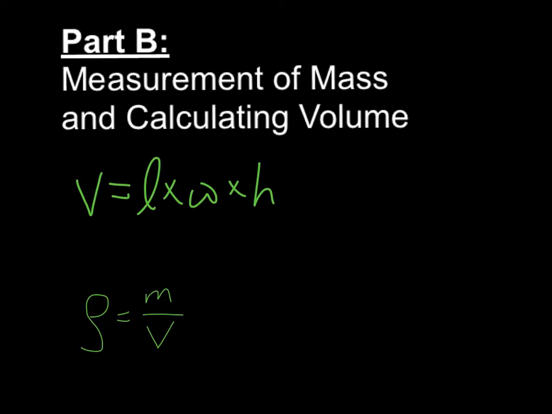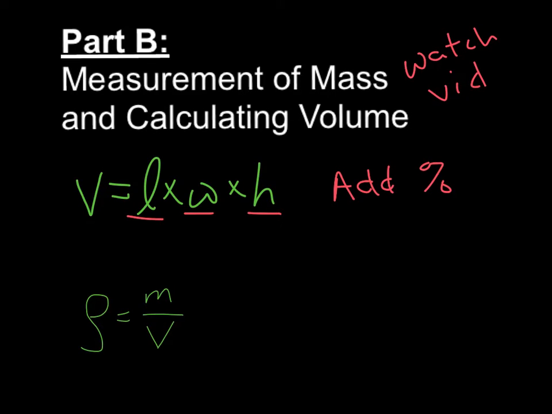For part B of this experiment, we're going to calculate density. So what I want you to do is watch the video for the mass balance, that way we can talk about how to read it. Again, we always read in between the lines. Then we're going to calculate volume, and since volume is length times width times height, you'll see that these quantities are multiplied. So when we're propagating error, if you think back to that handout, we add the percent uncertainties.